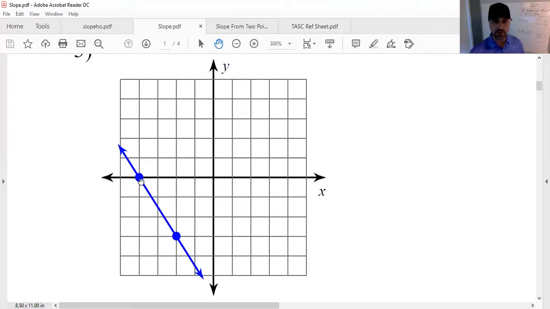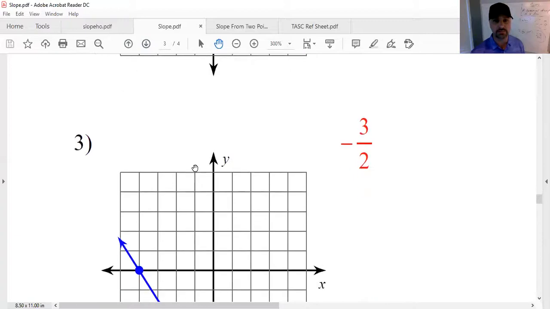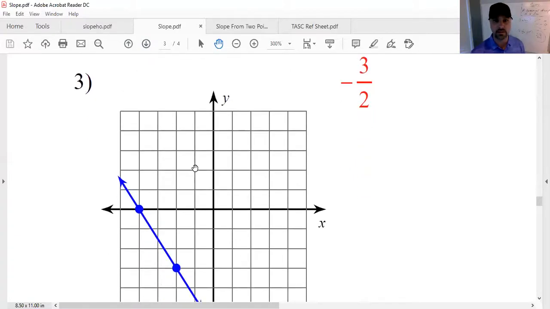So 2 points on the line. Start at 1 and go to the other. So rise, up, down. 1, 2, 3. Over, 1, 2. So rise 3, run 2. 3 over 2. The slope on that would be a negative 3 over 2. That can't be simplified. Let's check our answers. There it is. Negative 3 over 2.